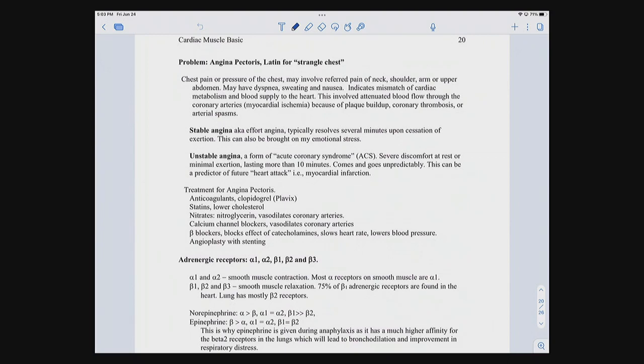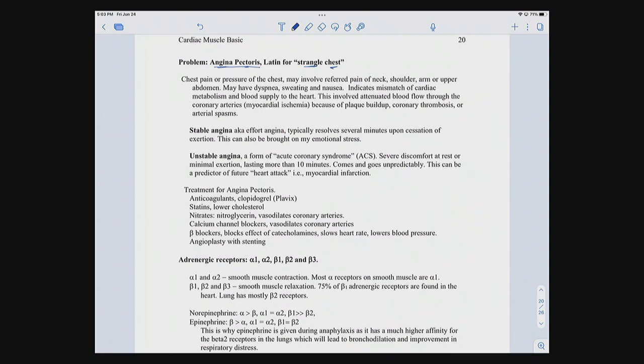I want to consider a common cardiovascular problem called angina pectoris. You can also pronounce that as angina pectoris. The pectoris comes from the word for chest. Angina is Latin for the word for strangle, so that angina pectoris literally means strangling of the chest.